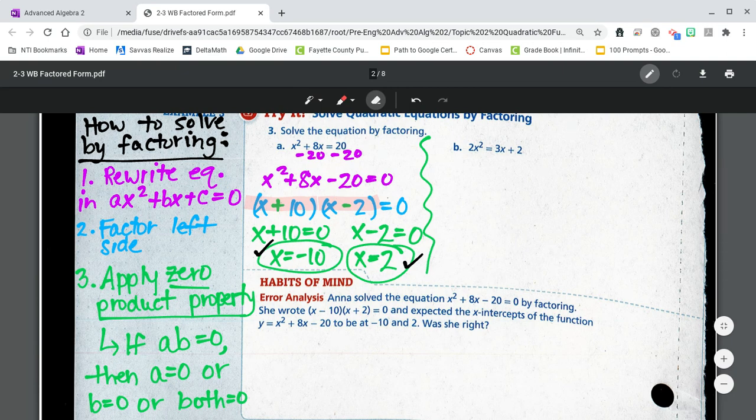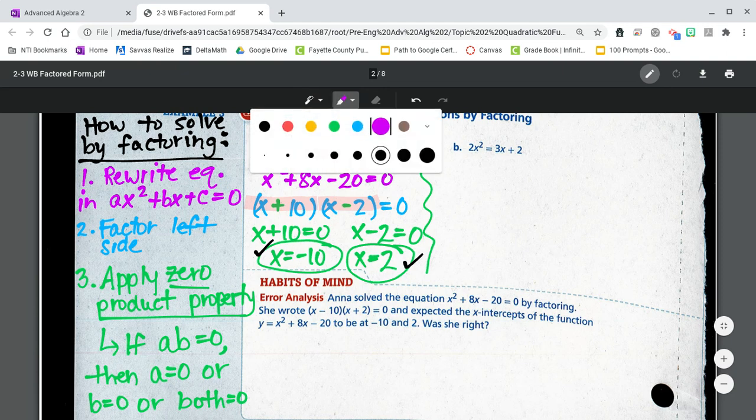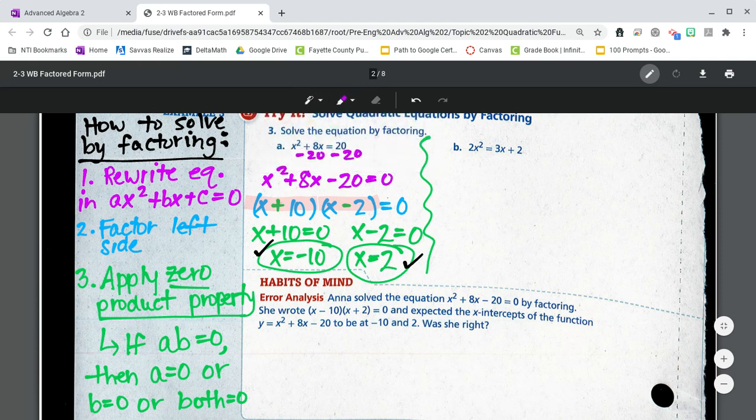I can also do part B, but if you feel like you understand 3a, you can skip ahead in the video. So part B, I'm going to write the equation in ax squared plus bx plus c equals 0. So I'm going to subtract 3x, subtract the 2, so that I have... Whoa, that's a highlighter. I need the pen. So subtract 3x, subtract the 2 on both sides. So I'll have 2x squared minus 3x minus 2 equals 0.